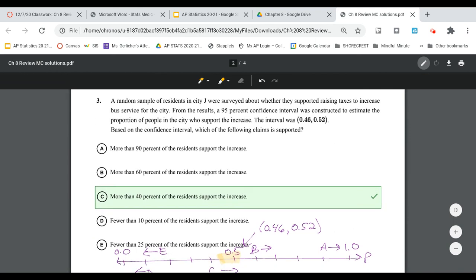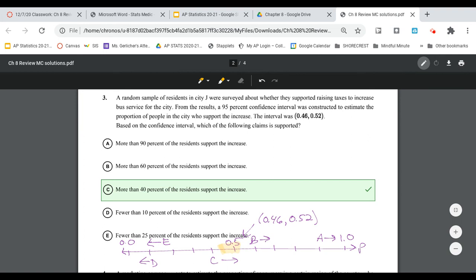Okay, for number 3. So this one is the whole what decisions can you make, what numbers are plausible according to your interval. So this is the interval they got, 0.46 to 0.52, which I'm imagining is like right here to right here on our number line. That's our interval. And we need to know which of these statements is supported. So which of these statements is true based on our confidence interval, like the confidence interval is evidence for which of these statements.